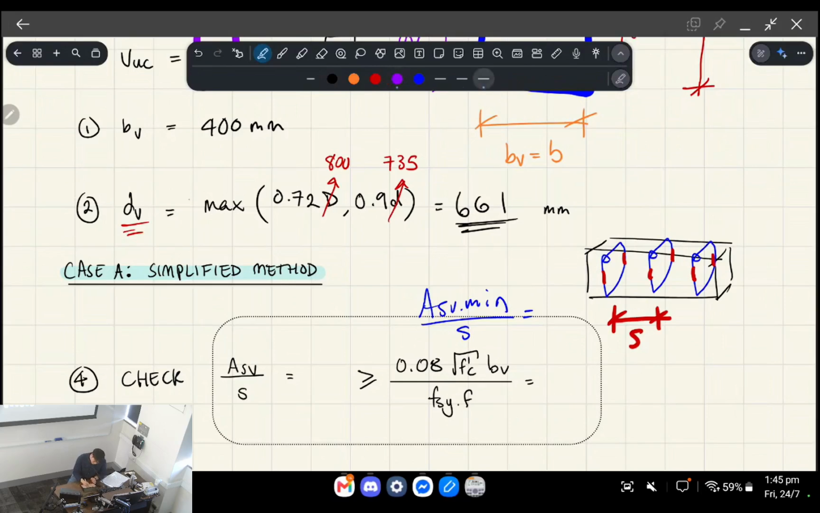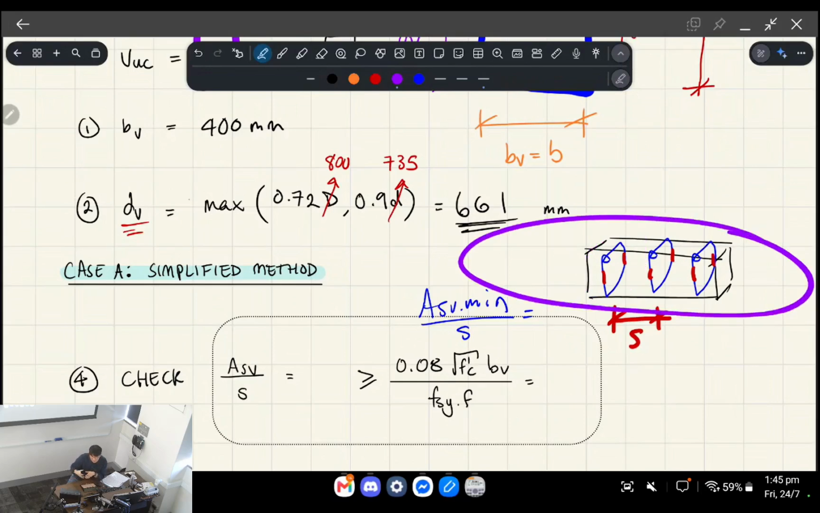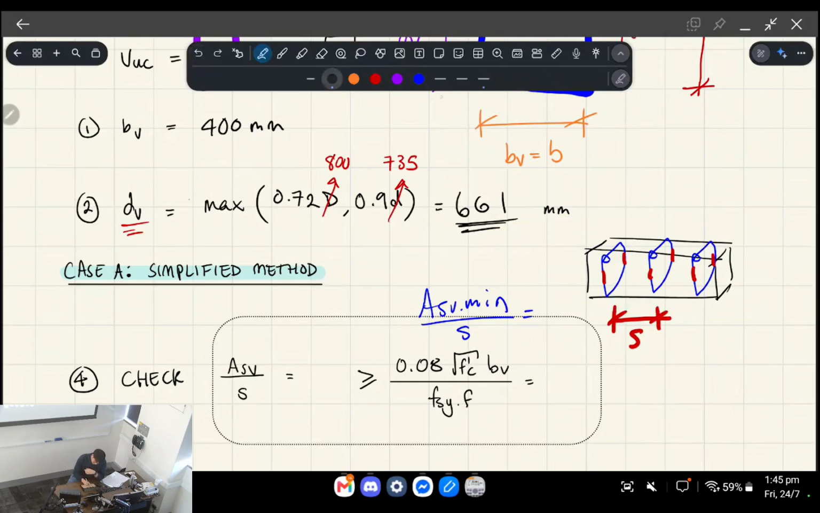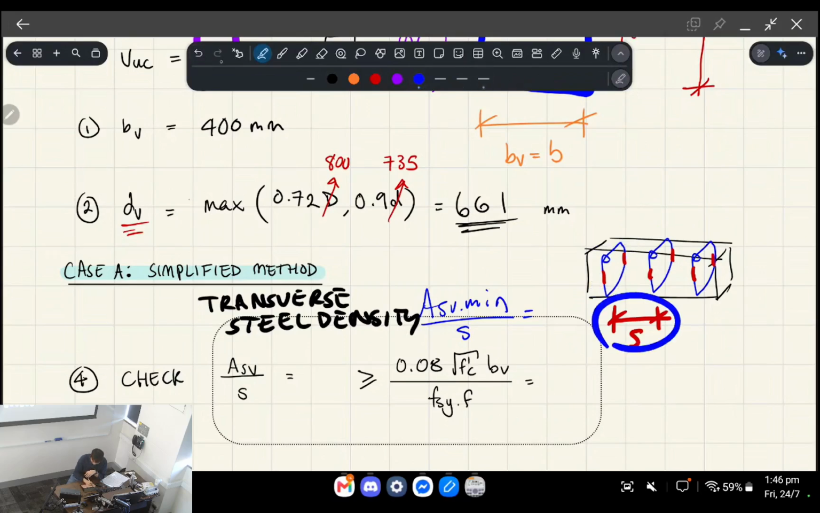Because the individual area of a single transverse bar doesn't really mean anything. What matters in the grand scheme of the entire length of the beam is the area divided by the spacing. So sometimes I'll refer to this as the transverse steel density. Okay, density referring to the area of the bar divided by the spacing. Okay, so I'll give you an example why that matters.